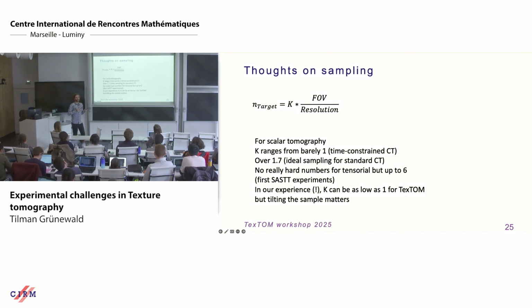The time constraint CT is usually, how much beam time do we have left? And you try to somehow get yourself to 1 for K. I didn't really find a good description for the tensor tomography experiments. I know that with Marianne we discussed up to 6. It really depends. In my experience for the samples we have been working on with Moritz the last couple of years, K can go extremely low, but the tilting of the sample actually matters a lot.